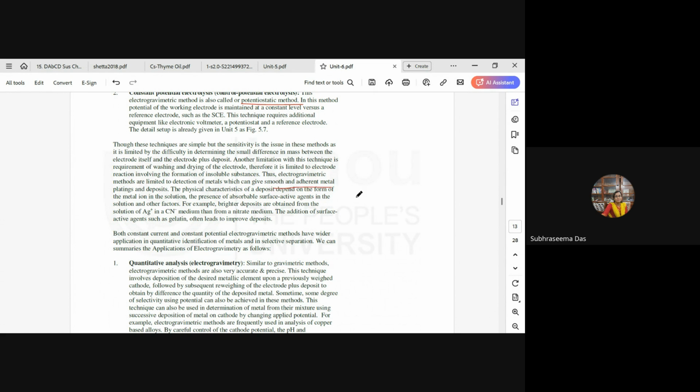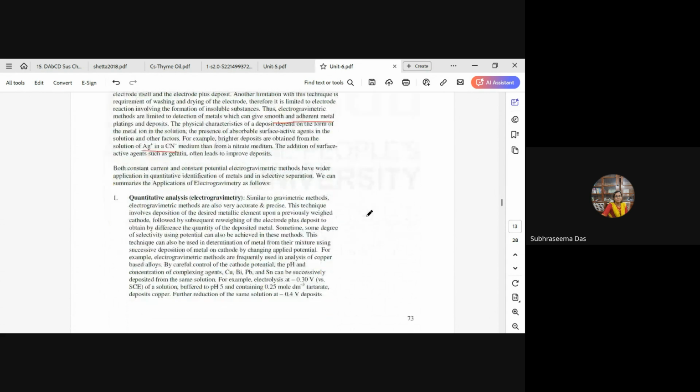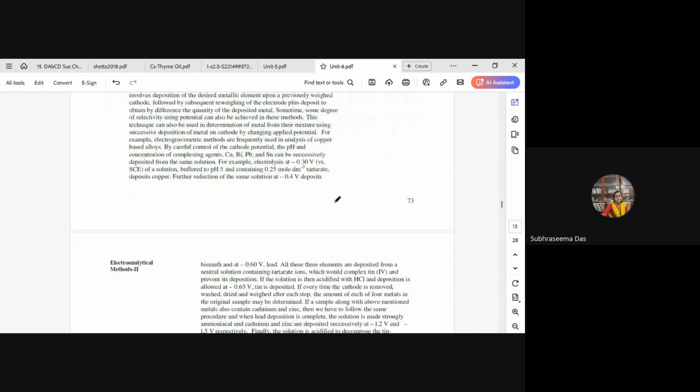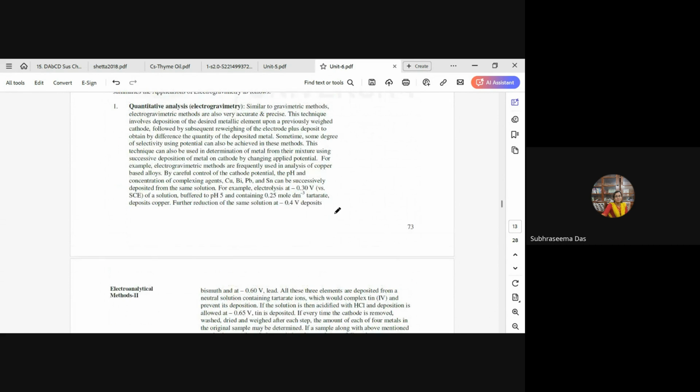The physical characteristics of a deposit depend on the form of the metal ion in the solution. For example, brighter deposits can be obtained in silver cyanide in nitrate medium. Both constant current and constant potential electrogravimetry have wide applications. The first is in quantitative analysis. Similar to gravimetric methods, these electrogravimetric methods are also very accurate and they involve the weighing of the product before and after the electrolysis process.